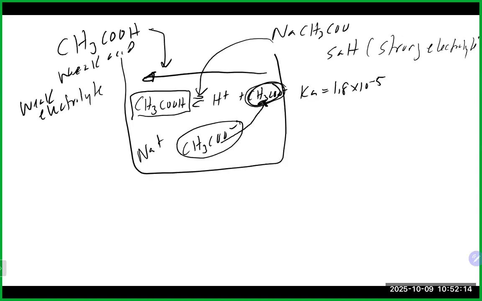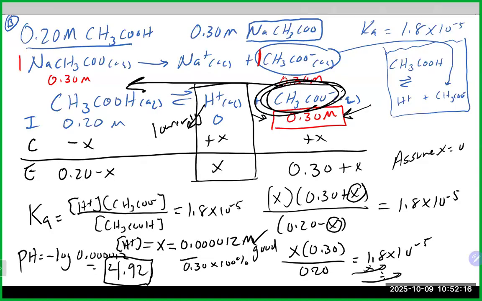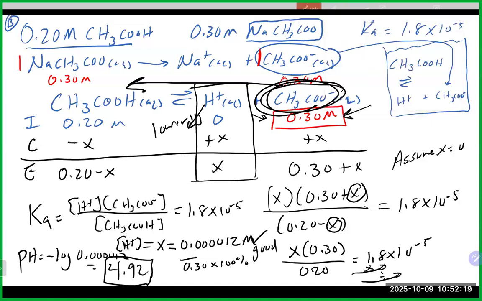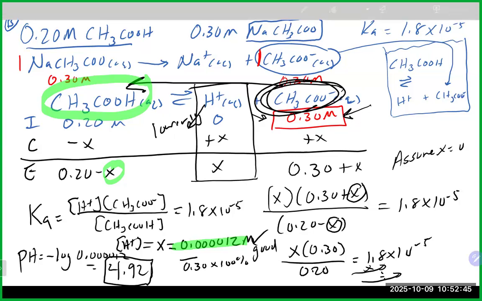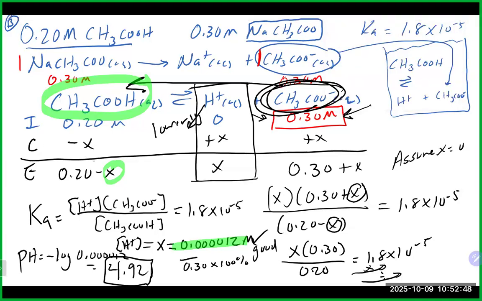So again, if we come back to this example we just did, our X value in this case was 0.000012. Now, if we were looking at the concentration of acetic acid at equilibrium, and I put that number back in here, I would essentially end up with 0.2 still, right? If you take on your calculator 0.2 minus 0.000012, you will basically end up with 0.2, which means the concentration of my acid I started with is essentially the same concentration of my acid at the end.